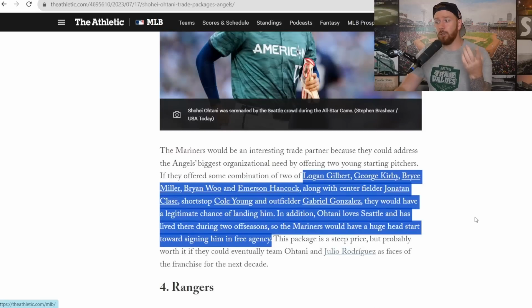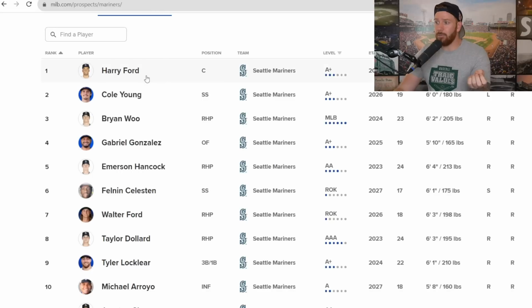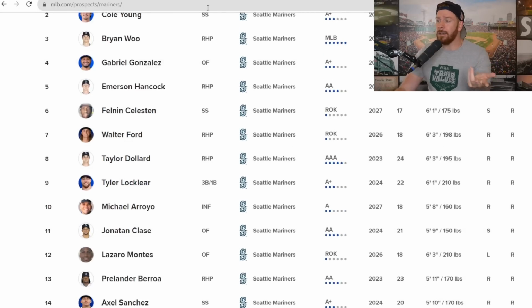Also, he does mention a few position players as well. He has Jonathan Clase, Cole Young, and Gabriel Gonzalez. I mean, if we look at their rankings here, Cole Young is number 2. I said Wu was number 3. Gonzalez is number 4. Hancock is still the number 5. And then if you go down here, Clase is the number 11.